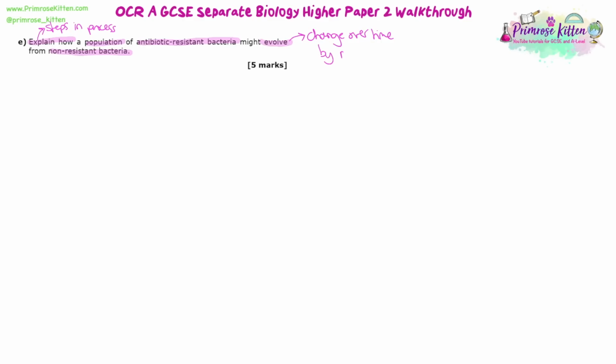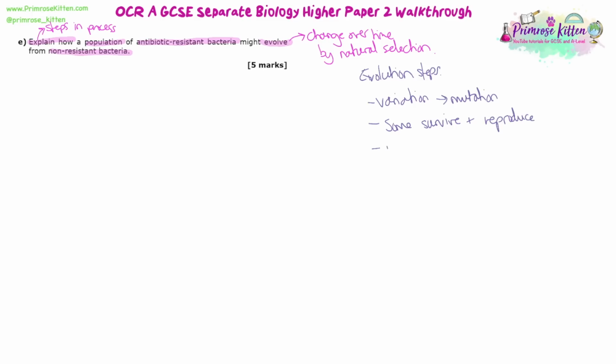So we need to think about, generically, for any evolution question, there's going to be a series of steps and points that you have to include, and then you just try to adapt your answer to make it specific to the question we're answering. So variation exists in the population, so there's differences between individuals in the population, and that's caused by mutations. So random mutations create this variation. Some with various mutations that will be helpful will survive and reproduce.